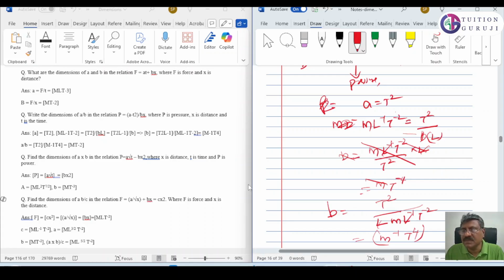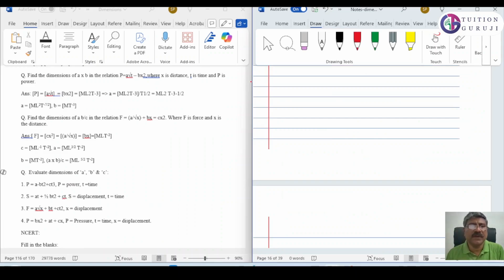Now what we wanted to find out is A by B. So A is equal to T square. So A by B is equal to T square divided by m to the power minus 1, T to the power 4, which is equal to m T to the power minus 2. A by B is actually m T to the power minus 2. Okay.